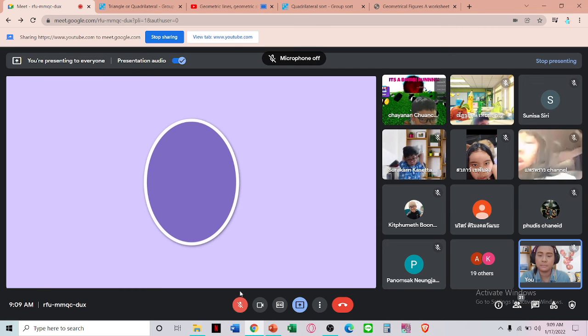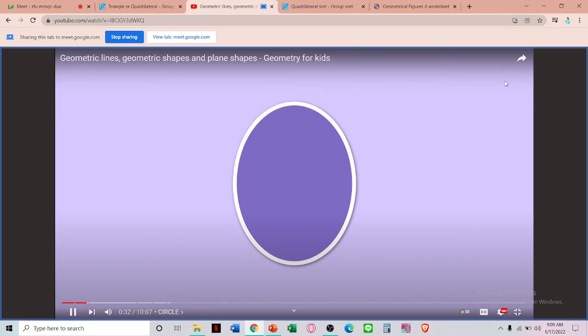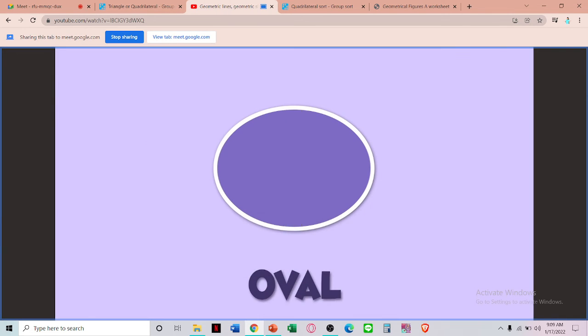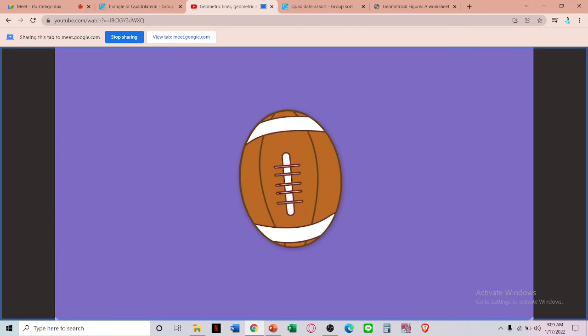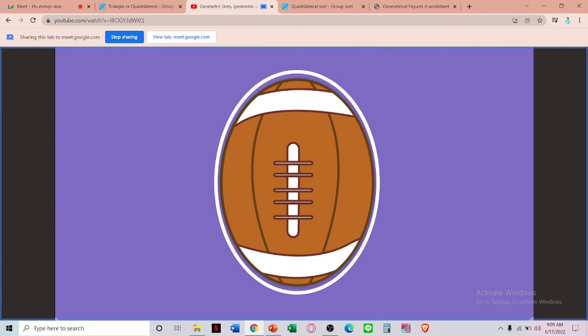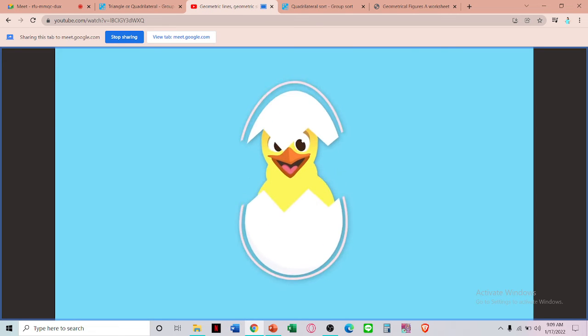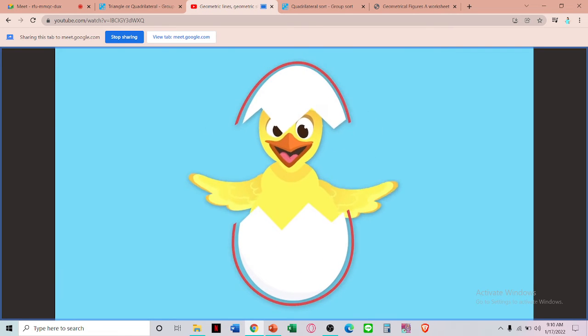What about this shape? It looks very much like a circle, but it's not. This is an oval. It has a flat face. It looks like this rugby ball, or like this egg. Oopsie! This is not an oval anymore.